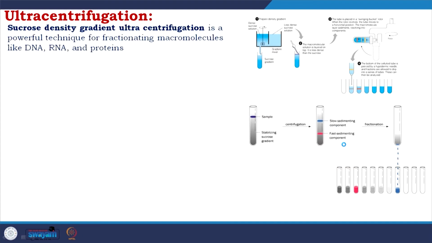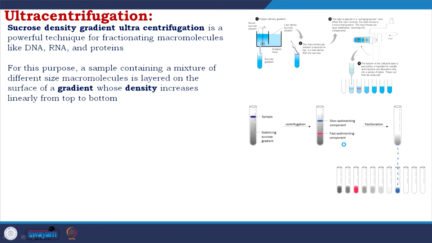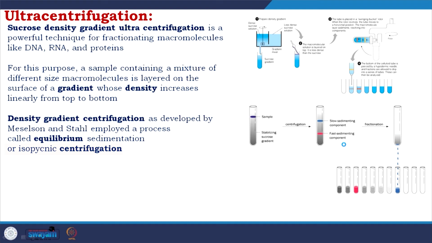Sucrose density gradient ultracentrifugation is a powerful technique for fractionating macromolecules like DNA, RNA, protein, organelles also. For this purpose, a sample containing a mixture of different size macromolecules is layered on the surface of a gradient whose density increases linearly from top to bottom. If you see, you will see the changes in the level. So, that is it about sucrose density.